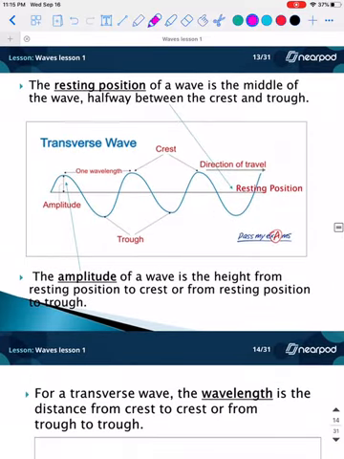Alright. The resting position is just this line that's down here. So remember that I couldn't draw a straight line earlier, and I probably still can't draw a straight line. Wait, it's almost happening.